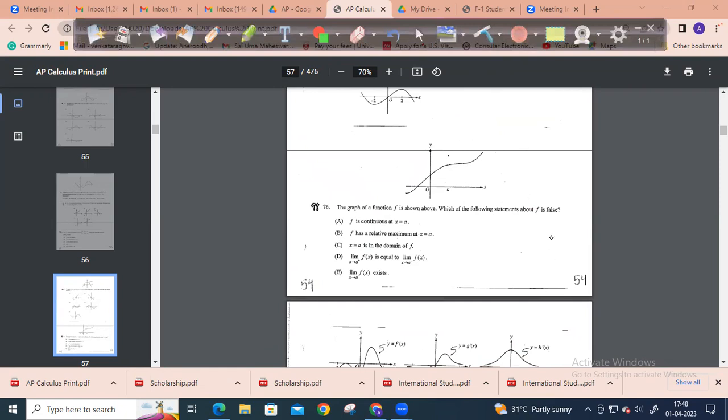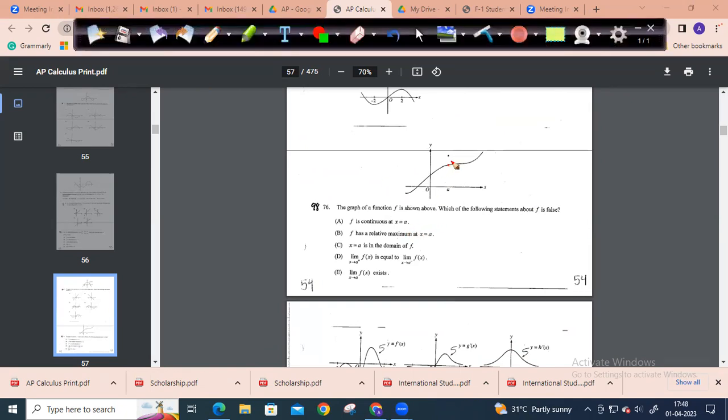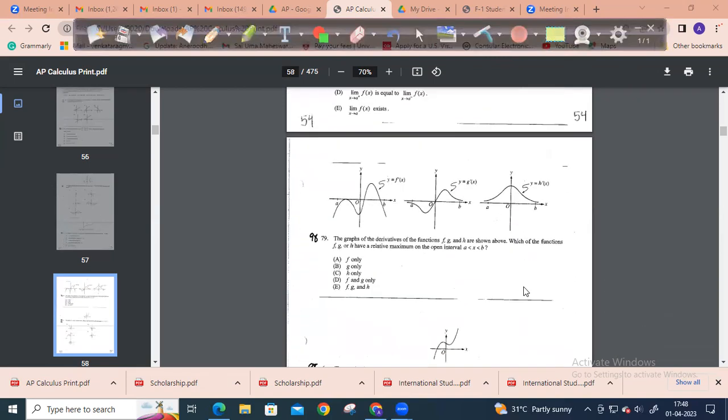Now they gave a graph of f. They're asking which of the following statements is false. Everyone who knows about this, answer. f is continuous at x equal to a is false, because the limit exists, but the function value should be equal to the limit value. The function value is something else, so there is a hole here. So definitely the function is not continuous at x equal to a, so that statement is false. 100% it is false. There is not much magic in that.